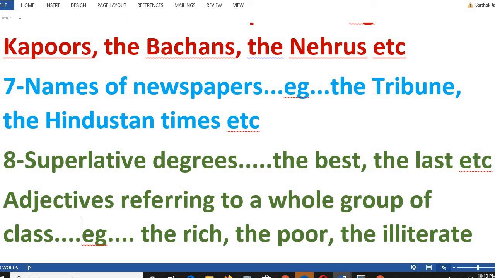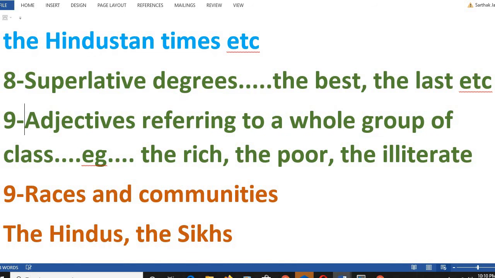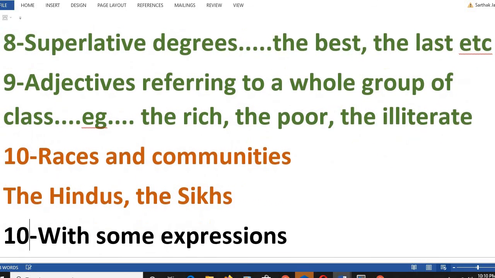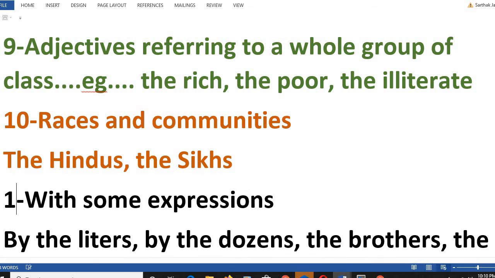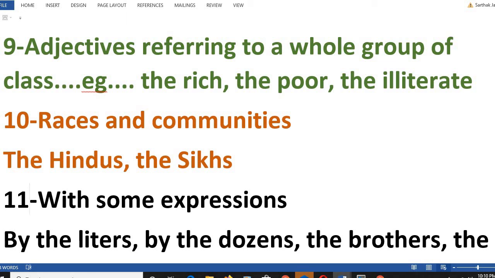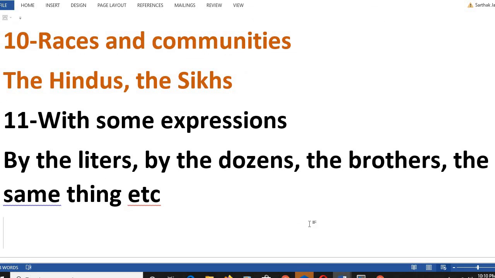Before the superlative degrees, this is also a very commonly known fact. Then before the adjectives also, we put the, like the rich, the poor. Then before the races and communities, like the Hindus, the Muslims, the Sikhs. Before some expressions, like by the letters. Like I have told you, by the sound, not by the alphabets. This is also one of the expressions.